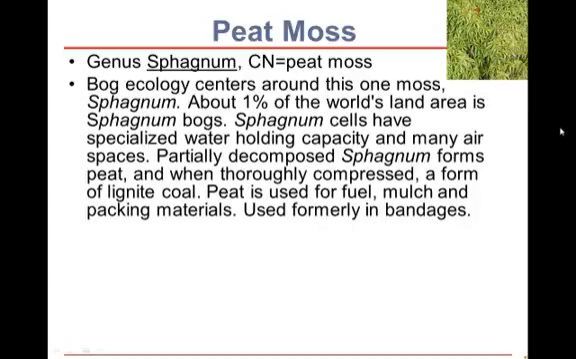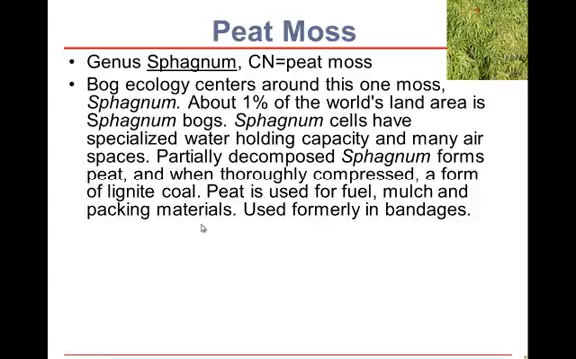And peat moss grows in bogs, and bogs cover about 1% of the land area of the earth. These are very moist and very acidic areas where this peat moss grows. And as it continues to grow, we have partially decomposed sphagnum that forms peat. And if it was more thoroughly compressed, if it had much more pressure and more time, it would form a type of coal. But peat itself is used as a fuel for cogeneration plants.